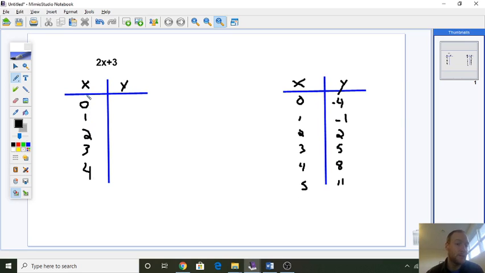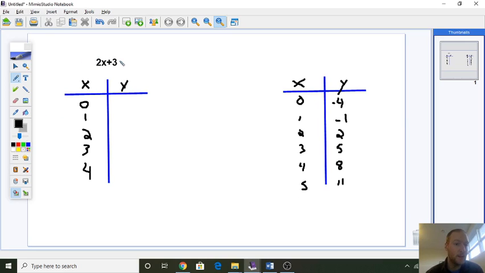I really could have chosen any values here. I could have started at -2 and worked all the way up to 100 if I wanted to. But since for the most part we're starting at 0 and going to 4 or 5, that's what I'll do for this video. Now what we do is a little bit of substitution.